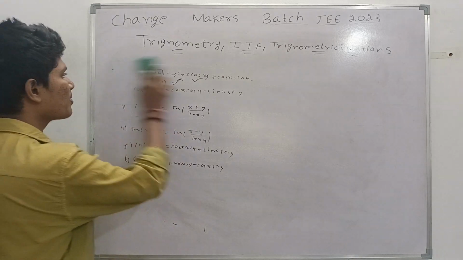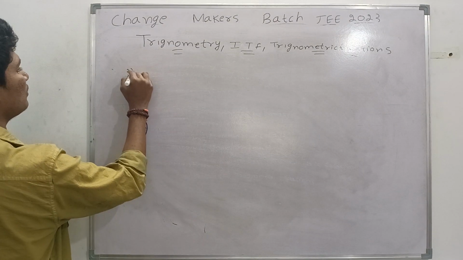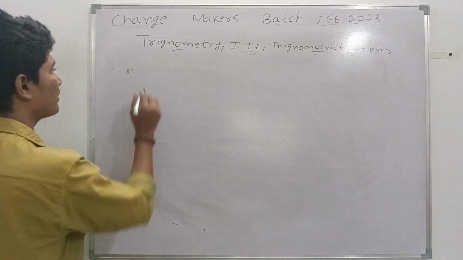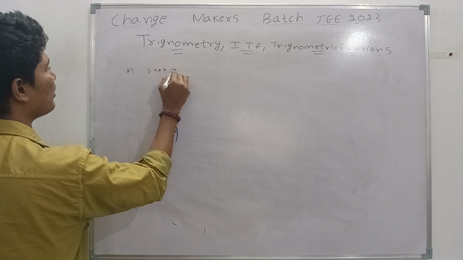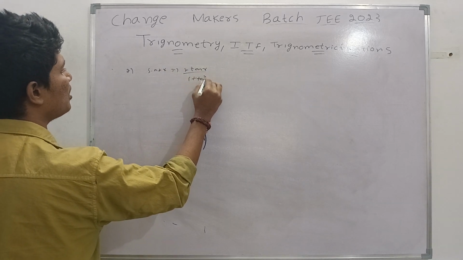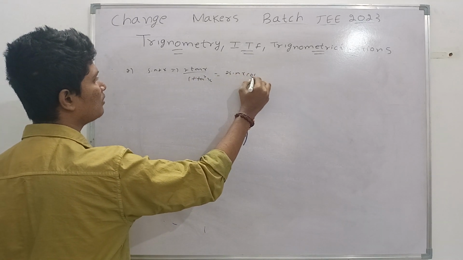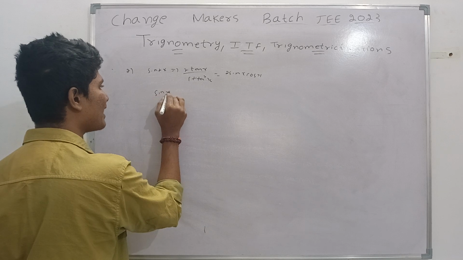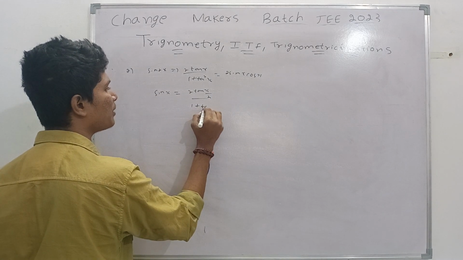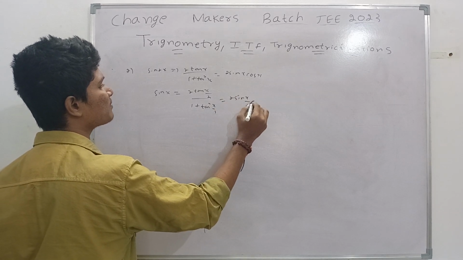It is very important. Now the second set of formulas is the multiple, submultiple or half angle formulas. Suppose we take sin 2x; it can be written as 2 tan x divided by 1 plus tan square x, and also as 2 sin x cos x. For the half angle, sin x is written as 2 tan x by 2 divided by 1 plus tan square x by 2, and also 2 sin x by 2 cos x by 2.